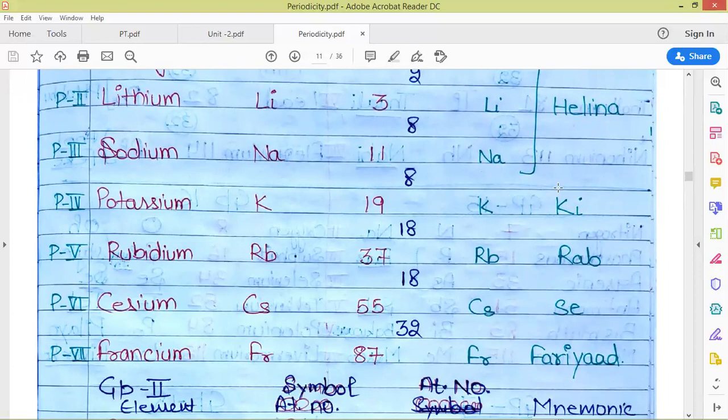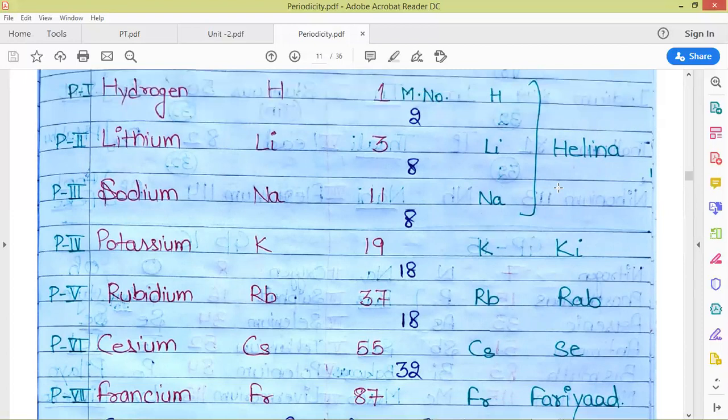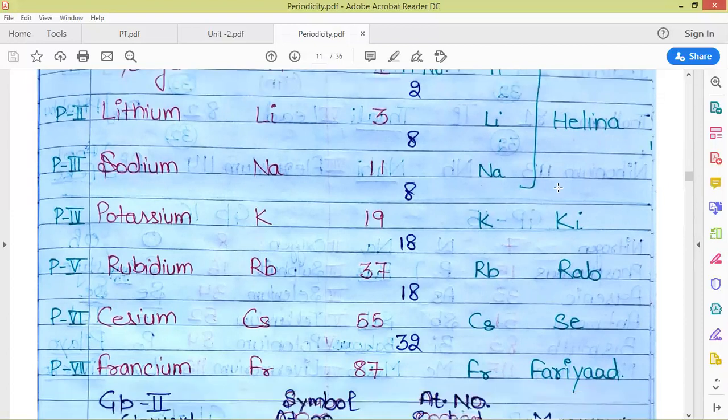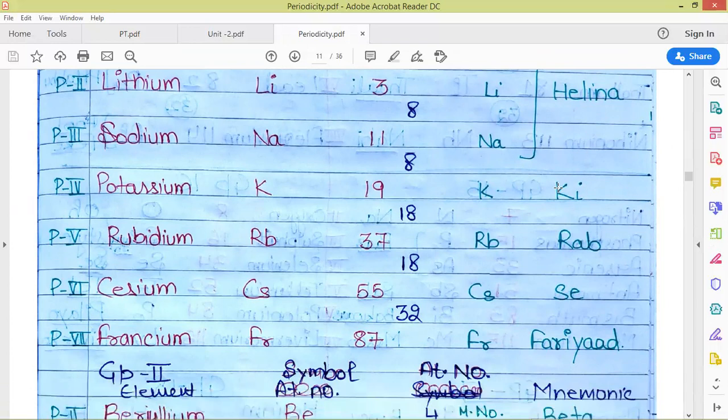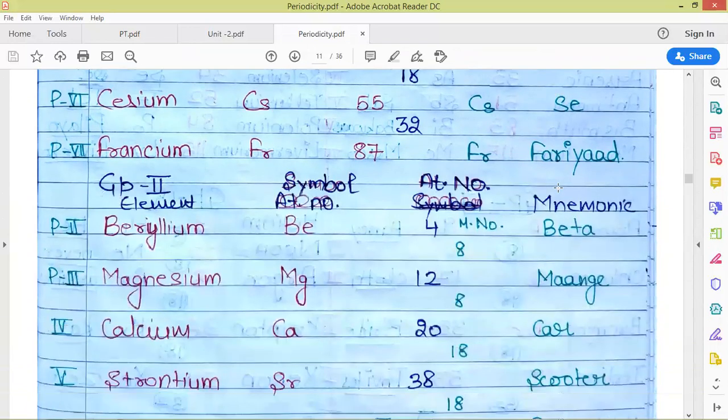Now at present you may find it difficult to memorize, but once you say the mnemonic loud 5-6 times and repeat it in your mind, you will be able to memorize it. Helena ki rab se faryad. So this is for group 1. We shift to group 2.